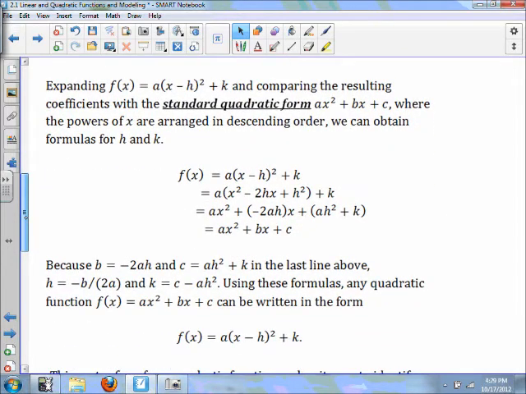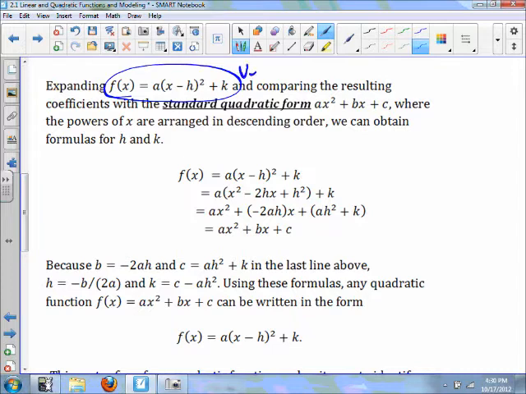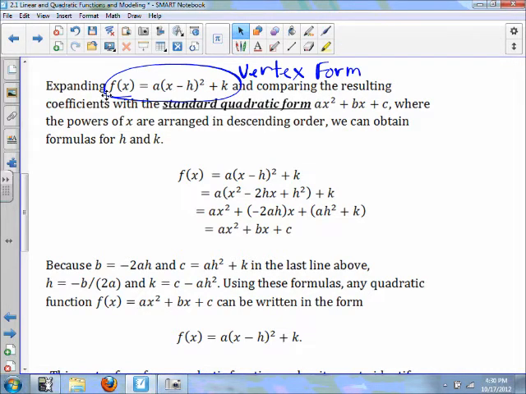Now, if we look at the standard equation for a parabola, a times x minus h squared plus k, and compare the resulting coefficients with the standard equation ax squared plus bx plus c, where the powers of x are arranged in descending order, we can obtain formulas for h and k. This is what's known as the vertex form of a parabola, because we can find the vertex fairly quickly from it.